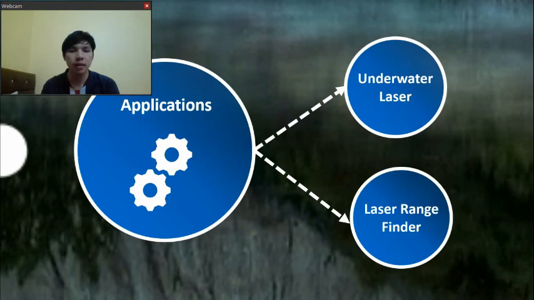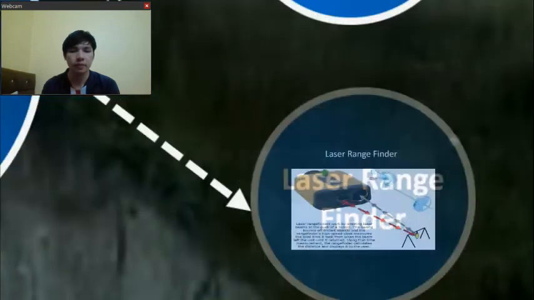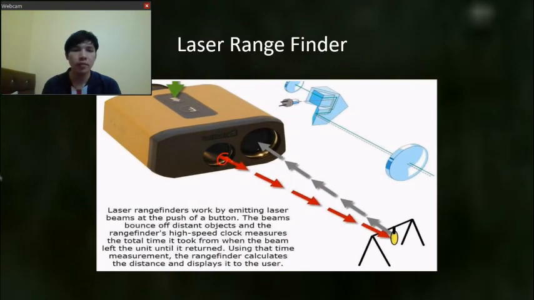Next is the laser range finder. A laser range finder works by emitting laser beams at the push of a button. The beams bounce off a distant object, and the range finder's high-speed clock measures the total time it took from when the beam left the unit until it returned. Using that time measurement, the range finder calculates the distance and displays it to the user.